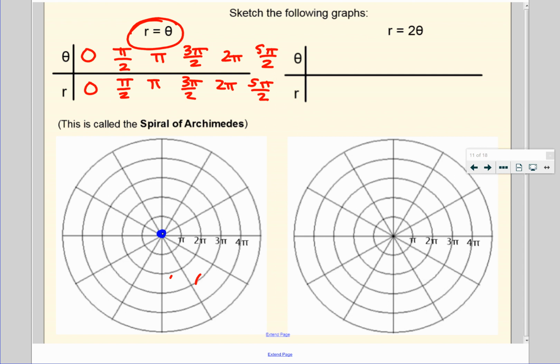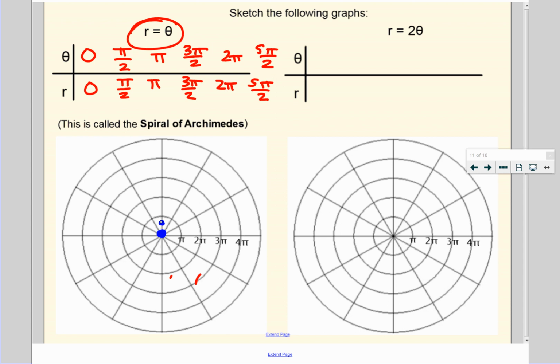So I know I'm going to be here. That's where pi over 2 is. And then I want to be pi over 2 units from the origin. Well, pi units from the origin is the first circle. So pi over 2 would just be halfway between the origin and the first circle. So that's where my point's going to be. So it's going to be on the y-axis, halfway between 0 and pi.